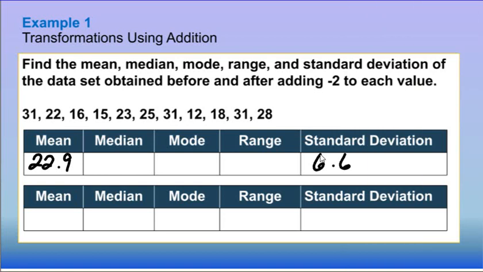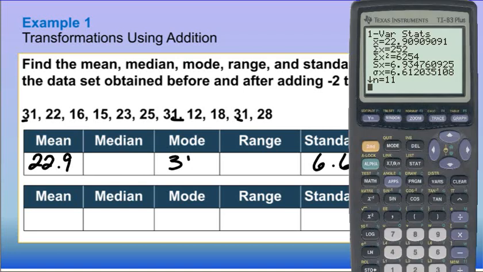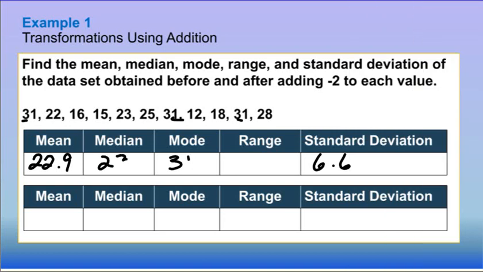Our mode, the number that appears most often, we got 31 here, a 31 here, a 31. So it looks like the mode is 31. The median, the middle number, let's go back to here, let's scroll down. The median is 23. And the range, 31 minus 12 would give us 19. So the range should be 19.